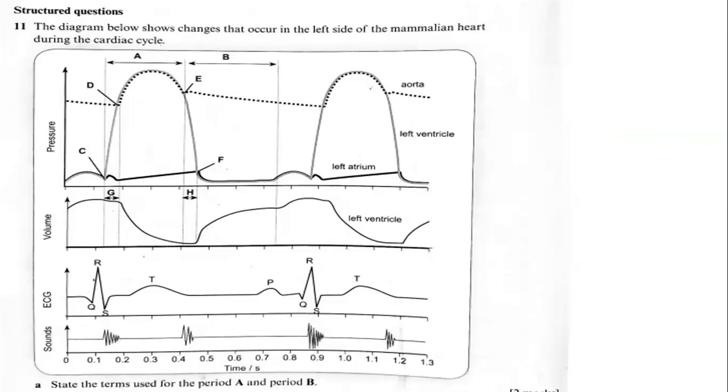But it's simple, and all we need to do is break it down, right? So the first thing it says is that the diagram below shows changes that occur in the left side of the mammalian heart during the cardiac cycle. So are we on the right side of the heart or the left side? That is very important for this. Left. We're on the left side. So that's the first part, right?